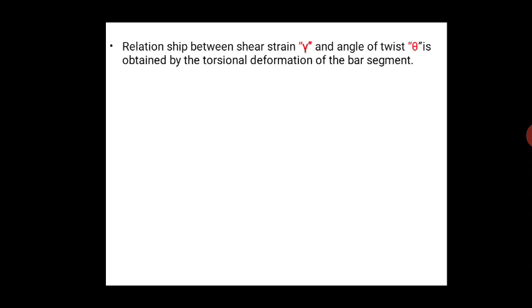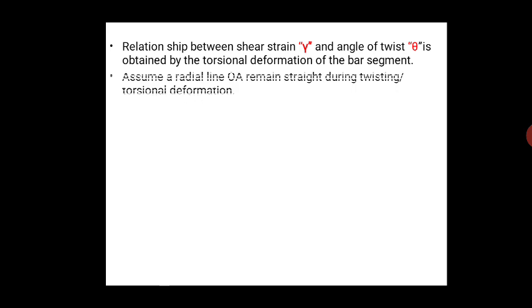Now the relationship between the shear strain gamma and the angular twist theta can be obtained by the torsional deformation of the bar segment. So for the bar segment we will assume a radial line OA. In the first sketch you assume the radial line OA remains straight, because this is an assumption. We need to consider that the layers will remain straight during twisting and torsional deformation. So we will assume a radial line OA remains straight during twisting or torsional deformation.